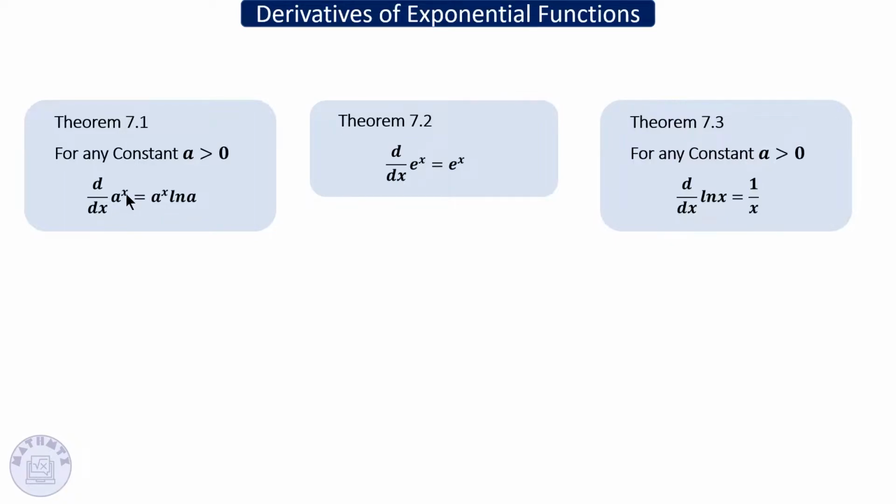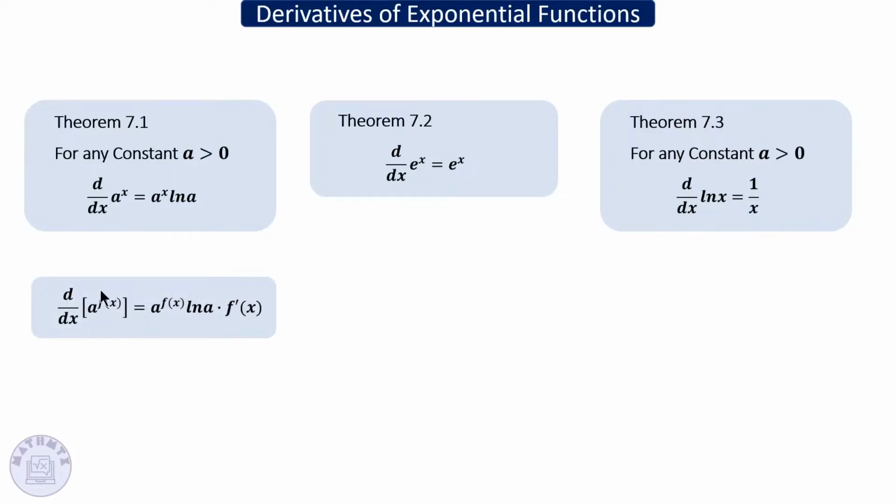So a power x, if the variable is a power or exponent, then the derivative will be a power x, the same as the expression, times ln of a, and a is the base of the exponential term. Now, the other theorem here says e power x, the derivative will stay e power x. And last, the derivative for ln of x is 1 over x. So 1 here is the derivative of x, so derivative of what's inside over what's inside the ln.